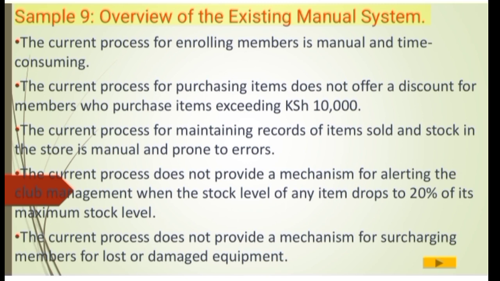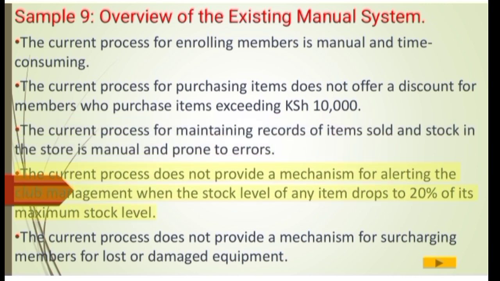Sample 9. Overview of the existing manual system. The current process for enrolling members is manual and time-consuming. The current process for purchasing items does not offer a discount for members who purchase items exceeding KSH 10,000. The current process for maintaining records of items sold in stock in the store is manual and prone to errors.